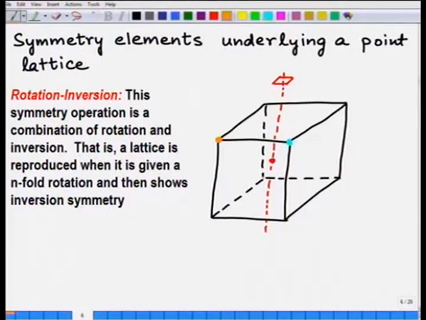But after that, we do an inversion symmetry about this point, and then I reach this point right here. Now, you see what this says: if you have a lattice point here, and the system has rotation-inversion symmetry, then you would have a lattice point here also. That is the rotation-inversion symmetry operation as far as this is concerned. All right. So there is a point lattice, and underlying this point lattice are these symmetry elements.